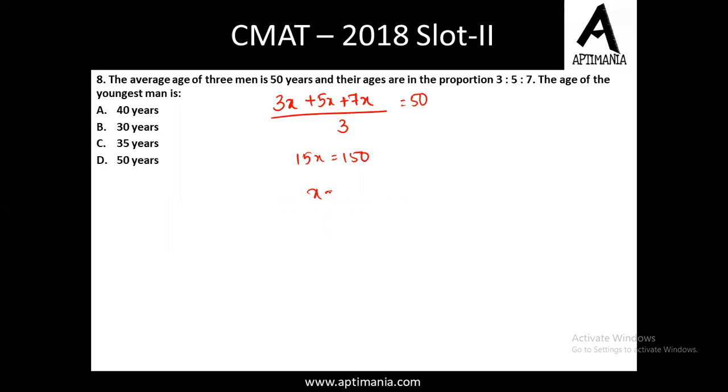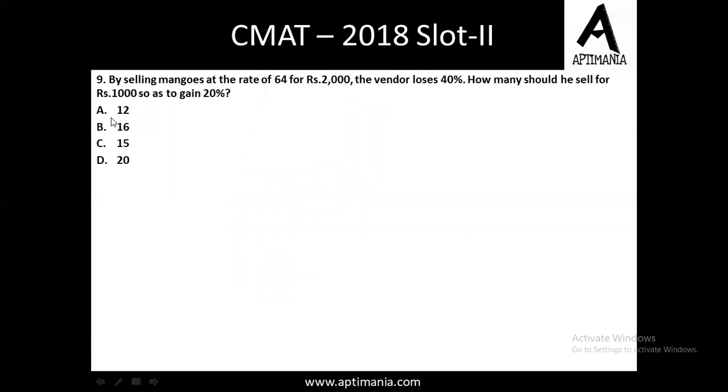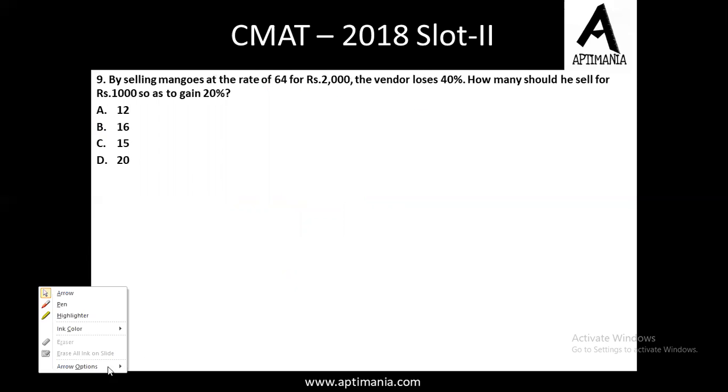On solving, we'll have x equal to 10. What is being asked to us in the question is the age of the youngest man. The youngest man was of 3x age and x equal to 10 means the age of the youngest man should be 30 years. So for question number 8, the correct answer is option B, 30 years. Let's go into the next question. Question number 9 is on the screen.